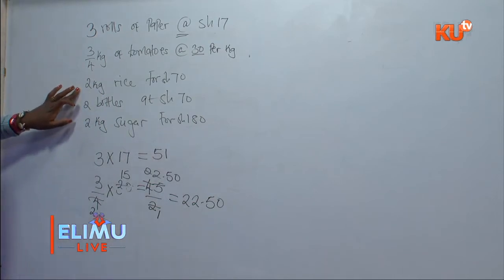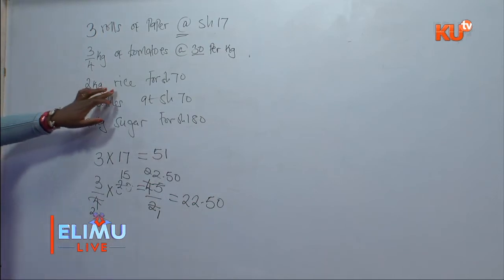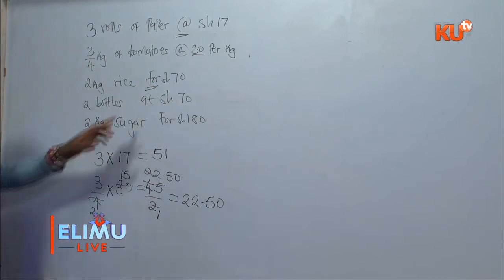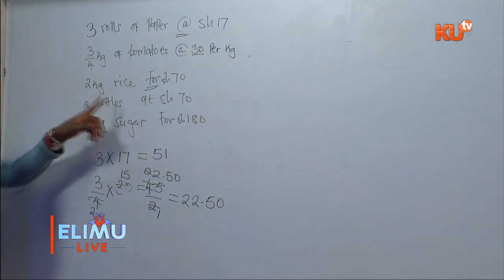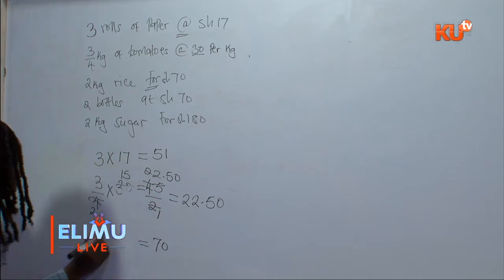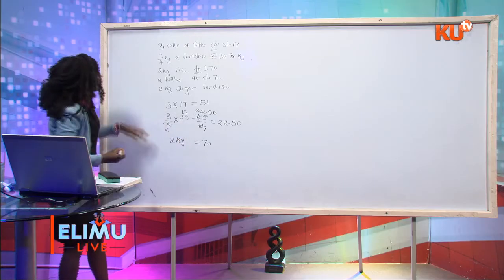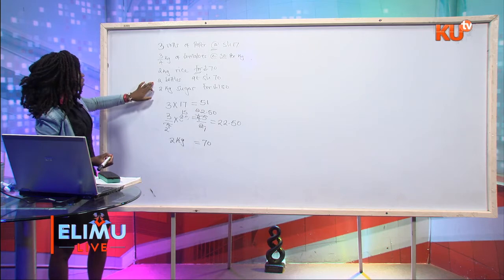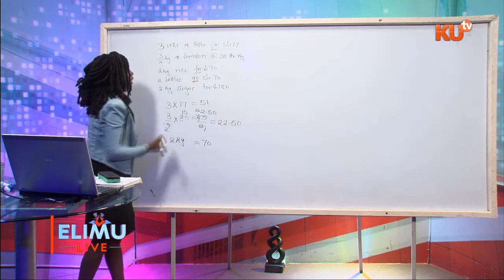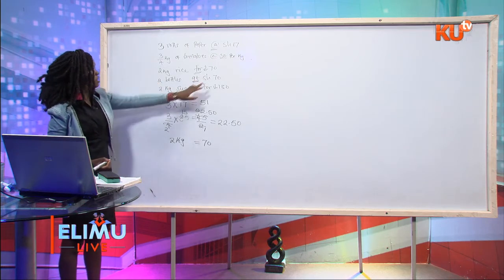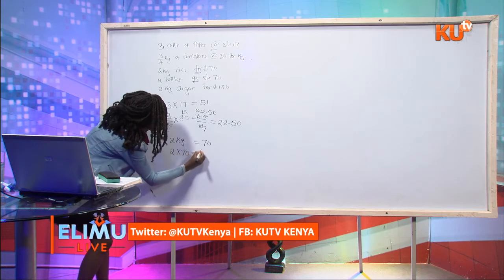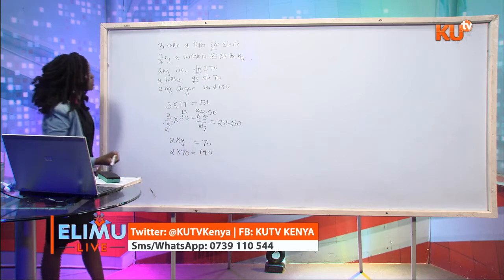Then we have 2 kgs of rice for 70 shillings. For represents the total cost of the item. So meaning the 2 kgs costed 70 shillings. So we'll come here and write 70 shillings for the 2 kgs of rice. Then we have 2 bottles of juice at 70 shillings. At means the cost of 1 item. So it is 2, the number of bottles, times the cost of 1 bottle. So it is 2 times 70, we get 140 shillings.